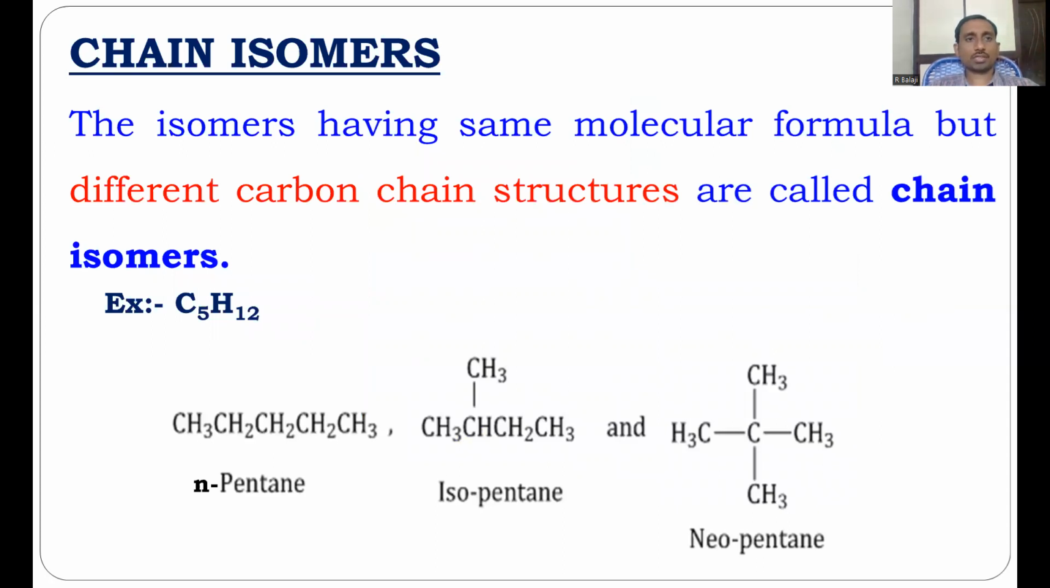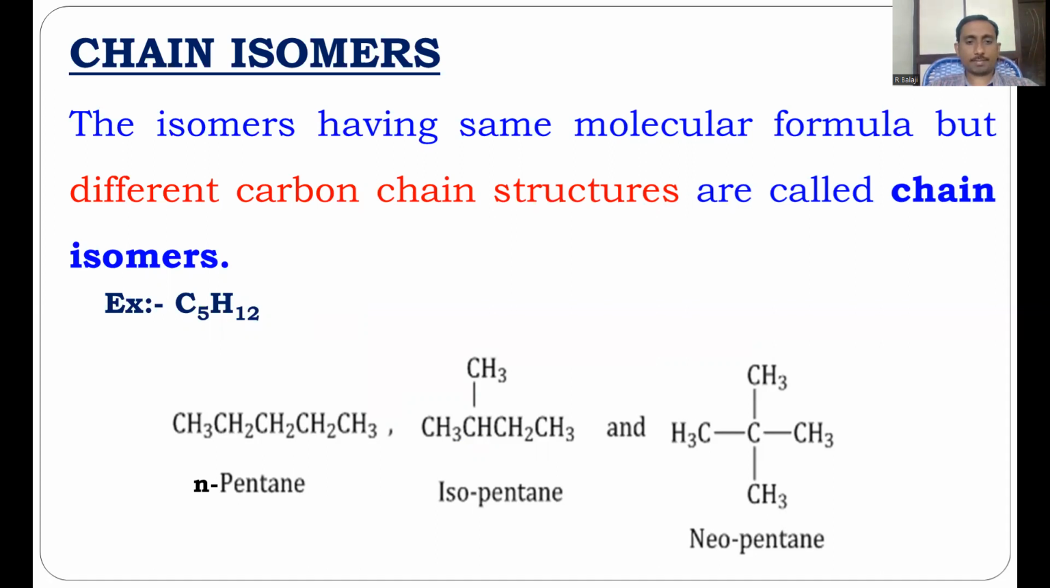Now I am coming to chain isomerism. Isomers having the same molecular formula but different carbon chain structures are called chain isomers. I will take an example of C5H12. Three different carbon chain structures are possible.